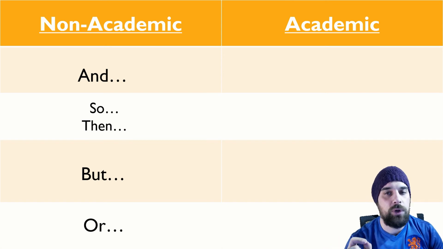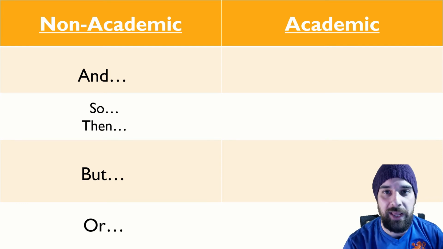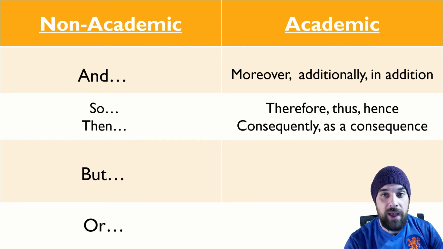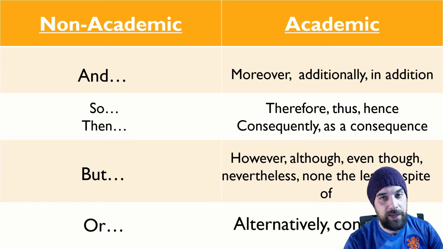And again, these are words you would never use in your spoken language. You would use them in your written academic language. So instead of saying and, you can say moreover, or additionally, or in addition. Those are all way better than and. Instead of so or then, therefore, thus, hence, consequently, as a consequence. Instead of saying but, however, although, even though, nevertheless, nonetheless, or in spite of. These are all way better. Instead of saying or, you could say alternatively, or conversely.